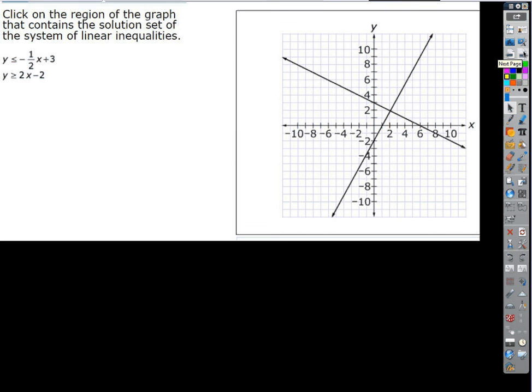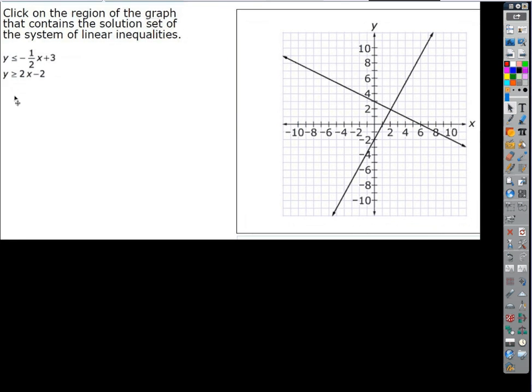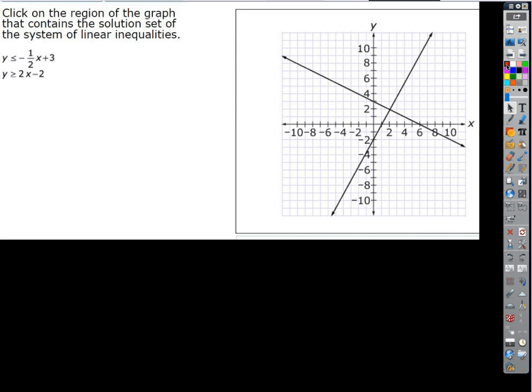Okay, same kind of thing. Click on the region of the graph that contains the solution set of the system of inequalities. So we talked about linear inequalities that use both x's and y's earlier also. Right? Remember what we said with these. Let's just take the top one first. So if we take this top guy up here, y is less than or equal to negative 1/2 x plus 3.